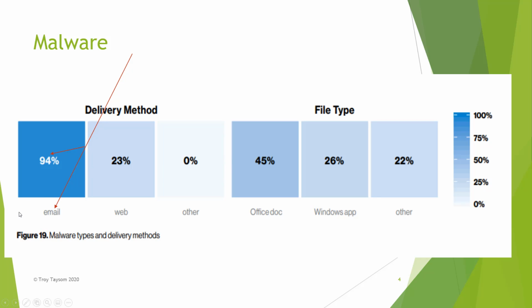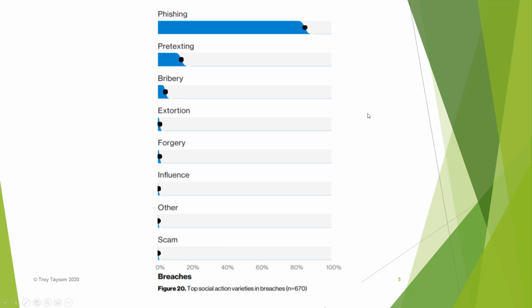But this is important. Email, 94%. Okay? That means people are falling for phishing. That means that the training that we use for phishing doesn't work. And I'll show you why. So, breaches.